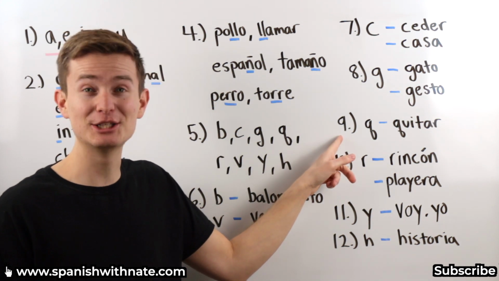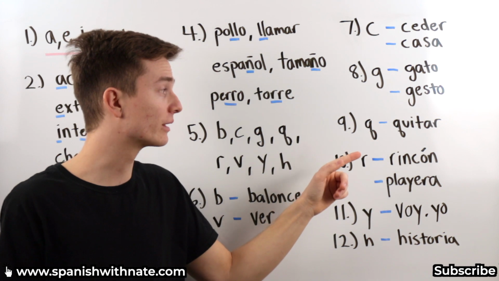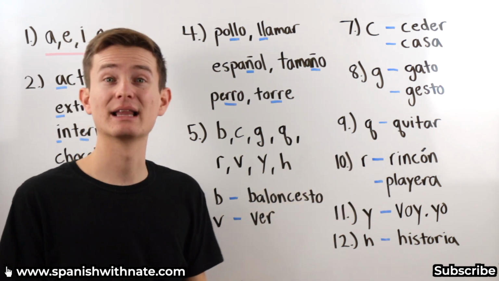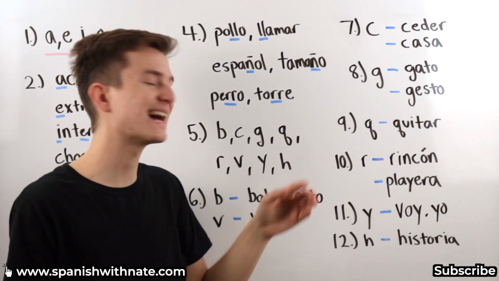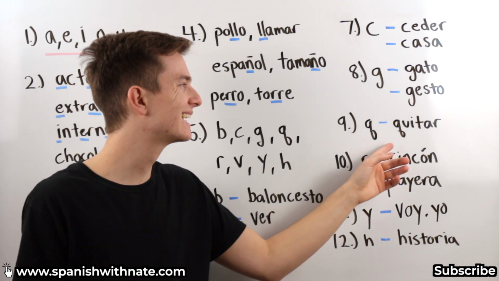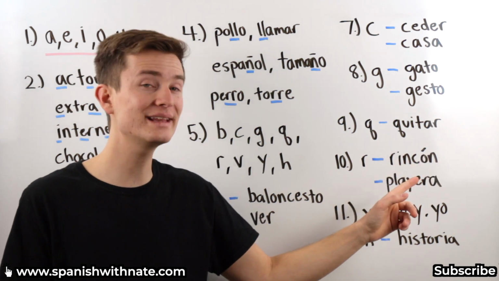All right, next one. This is not a Q. This is a 9 right here. Nueve, 9. This is our Q right here, okay? Like we talked about, Q makes that K sound, right? K, quitar.